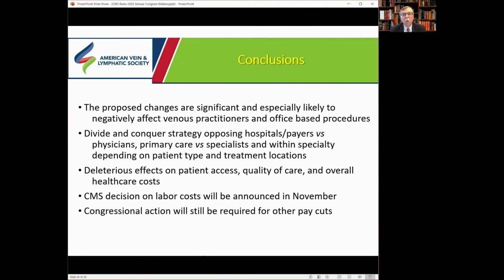Now, we've spoken and sent letters to CMS. We will see what the final decision on labor costs will be when they come out with their decision in November. But we still have time, and we need to be very involved with congressional action to prevent all those other costs that I talked about.